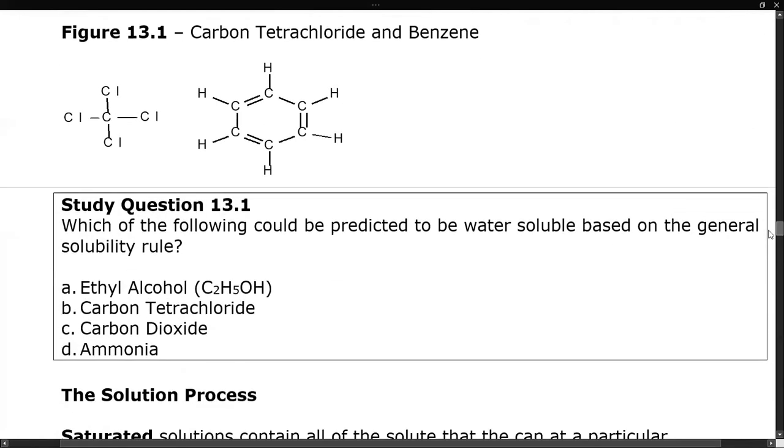So based on that, which of these do you think would be soluble in water? Ethyl alcohol. Yes, that's soluble in water. Carbon tetrachloride, that's nonpolar as we just discussed, so no. Carbon dioxide only has slight solubility. So for the most part, no, unless you got it at high pressures. Ammonia, yes, it will dissolve.